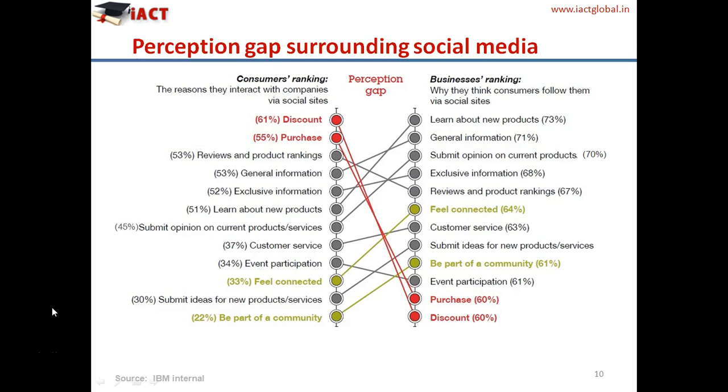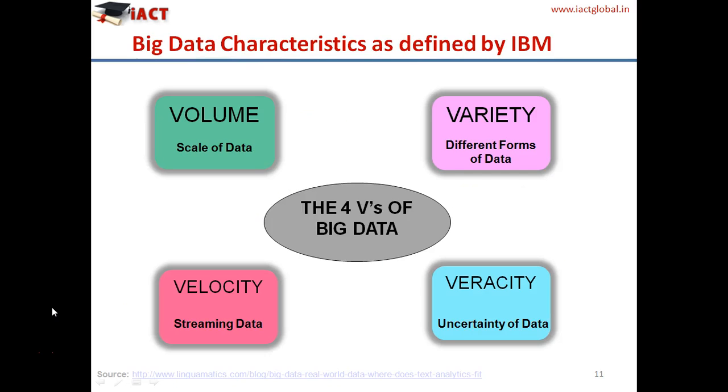Consumers will visit their social websites mainly to get a discount. So this was revealed from big data analysis only. Coming to the next slide, we will give the big data characteristics as defined by IBM. IBM gave the definition of big data based on 4 V's, which are volume, variety, velocity, and veracity.